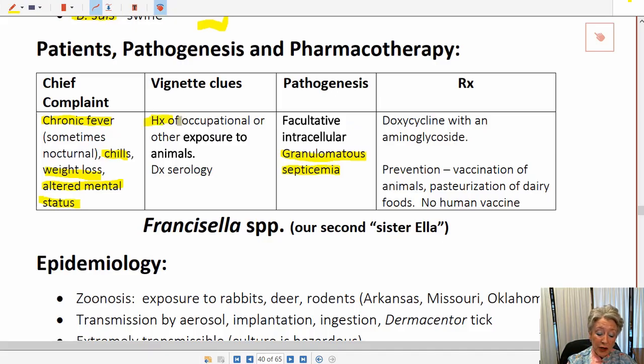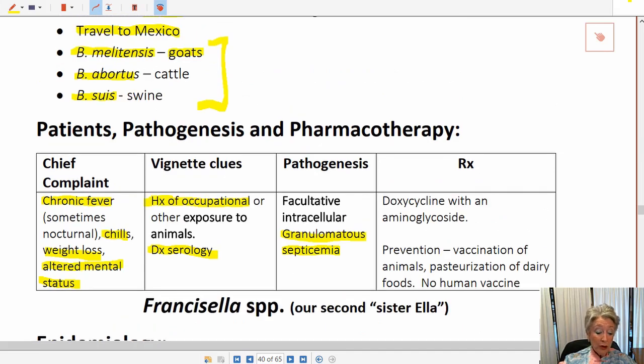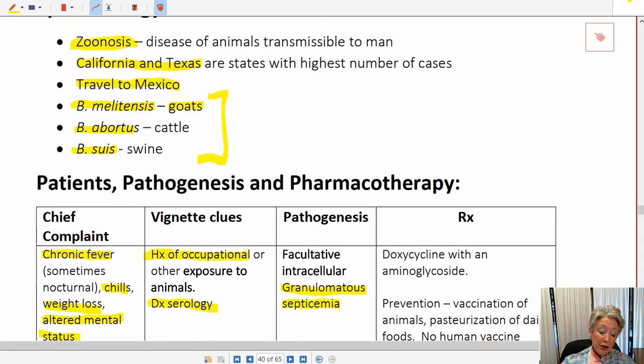Any sort of mention of a history of occupational or other exposure to animals is a very good clue, but diagnostically we really do this by serology. And remember, if they mention a specific serologic test, they would have to say something like antibodies for Brucella melitensis were found, or antibodies to Brucella abortus were found. So I need to remember that it's a problem for them to compose a challenging question. Now, this organism is another one that is on the bioweapon watch list.